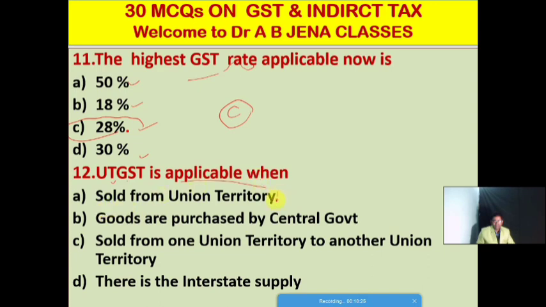option A, goods sold from Union Territory. Option B, goods are purchased by central government. Option C, sold from one union territory to another union territory. D, there is the interstate supply. So the right option is A. So UTGST is applicable when the goods are sold from union territory.